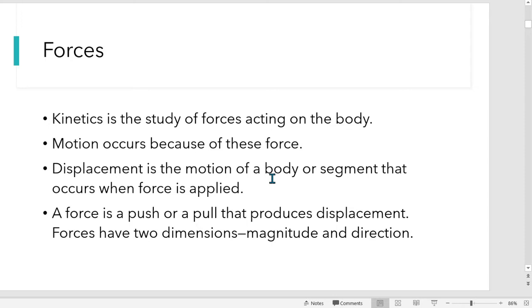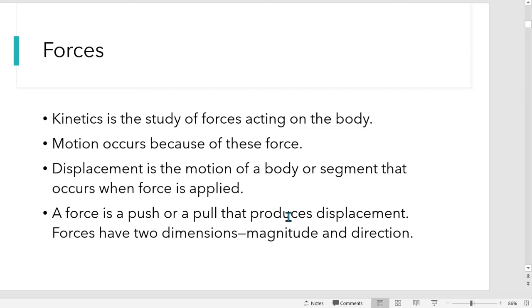So displacement is the measure from point A to B. Now from point A to B, there's a motion that happens. So a force is a push or pull that produces displacement. And displacement is a vector quantity, right? Because it has a direction, whether point A to point B is going to the north or going to the south. Okay. So forces have two dimensions.